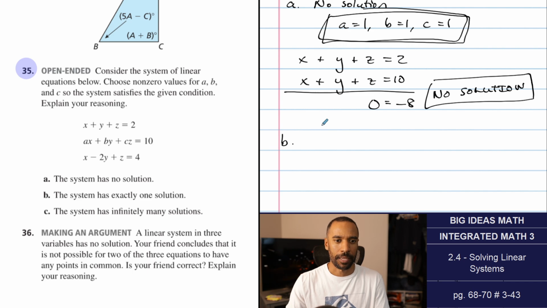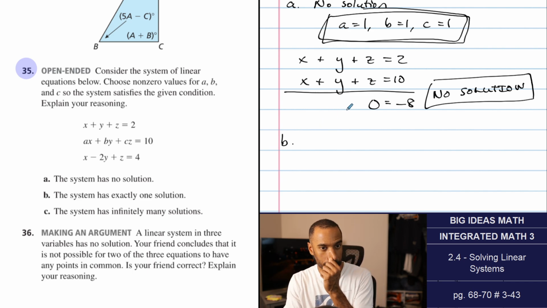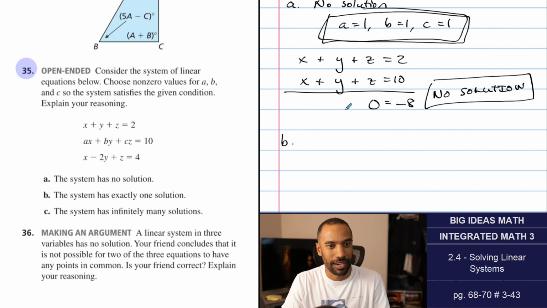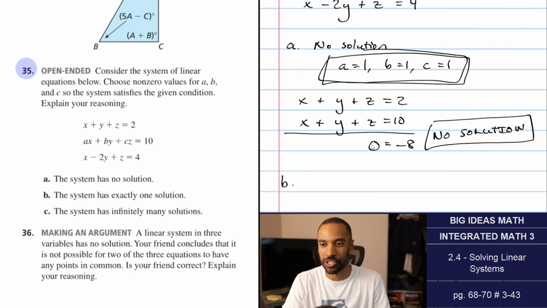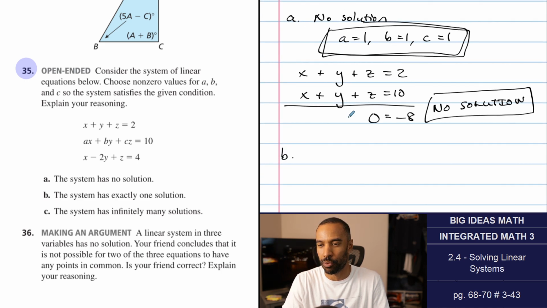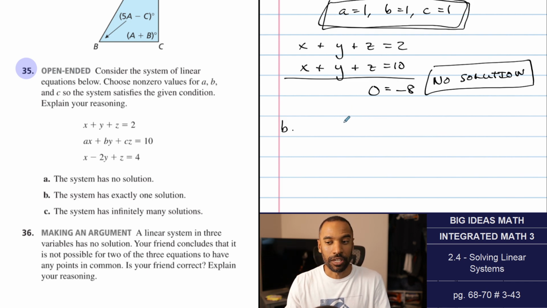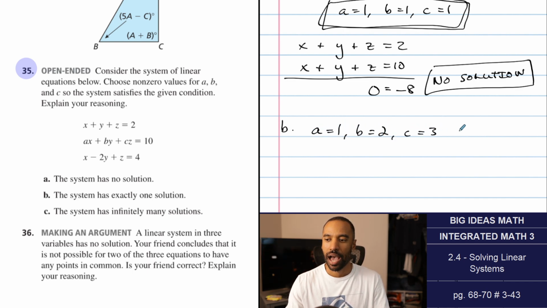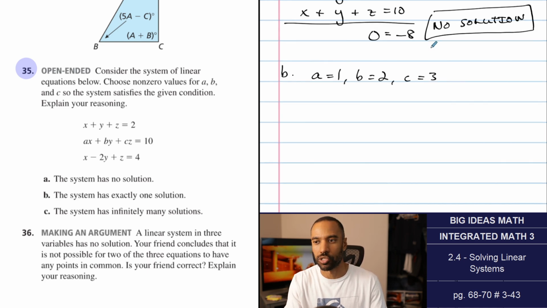All right, part B, the system has exactly 1 solution. I'll tell you what, it can probably be anything under the sun as long as it doesn't lead to any cancellation. So as long as these aren't like multiples of these numbers, I can have A be 1, B be 2, and C be 3. They might not be good answers, but they might be fractions. But A equals 1, B equals 2, and C equals 3. I want to type out this justification. I'm not going to solve it.